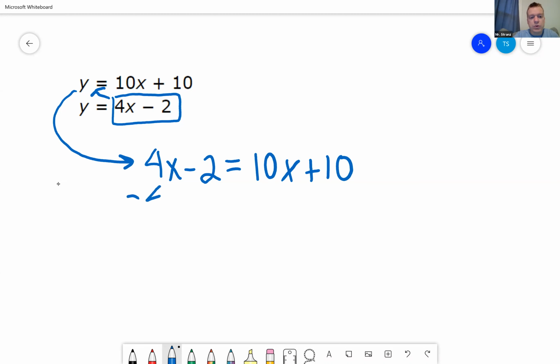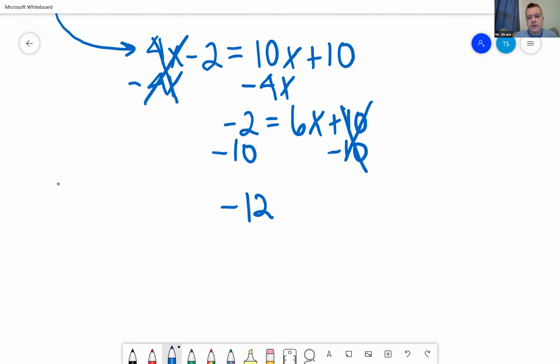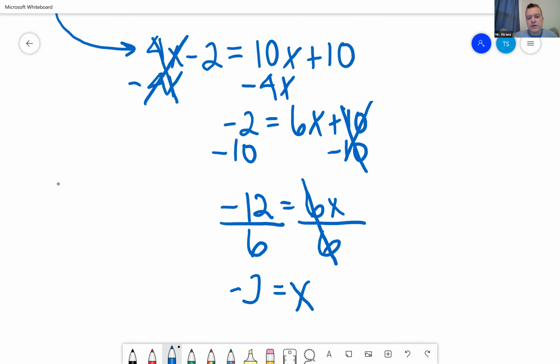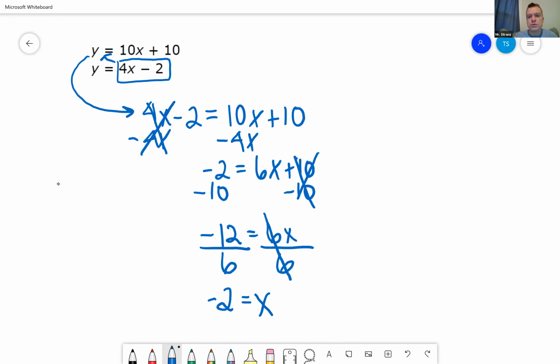So I'm going to subtract 4x here. It'll eliminate this. Subtract 4x here. I have negative 2 now equals 6x plus 10. Okay, isolating x, so I got to get x by itself. So I'm going to subtract 10. That eliminates that. Subtract 10. Okay, now I have negative 12 equals 6 times x. Lastly, I got to divide by 6 to get rid of them. Divide by 6. X is going to equal negative 2. Okay, so I got my coordinate now for x, which is negative 2.